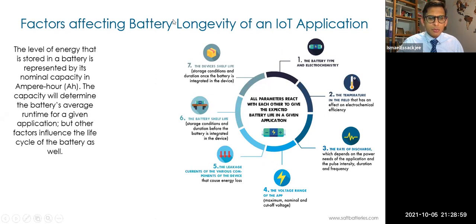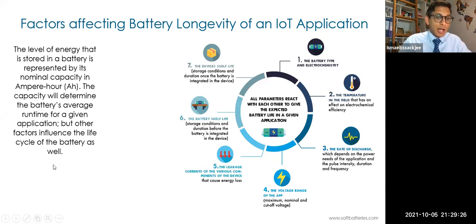Okay, so let's read that quickly. The level of energy that is stored in a battery is represented by its nominal capacity. We call that an ampere hour. Ampere is a measurement of current, in terms of hour, in terms of time. So if we say 10 ampere hour, it can supply 10 ampere for 1 hour or 1 ampere for 10 hours. The capacity will determine the battery's average runtime for a given application.